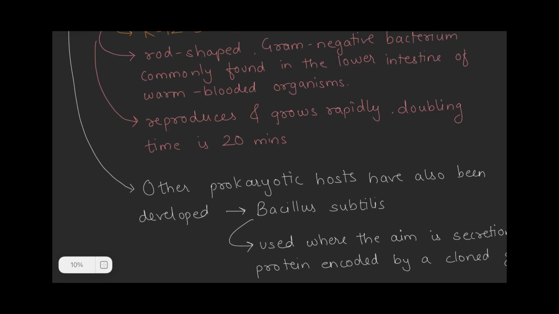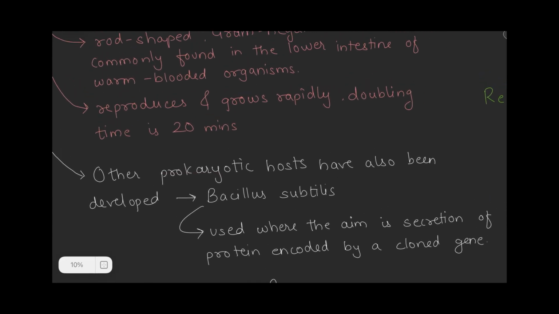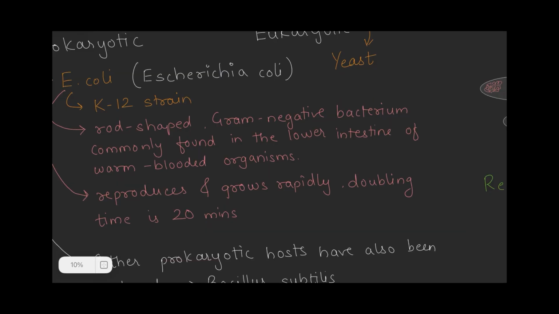Other prokaryotic hosts have also been developed. For example, Bacillus subtilis. It is used when the aim is secretion of a protein encoded by a cloned gene. Among eukaryotic hosts, yeast is commonly used. It serves as an important host in gene cloning.